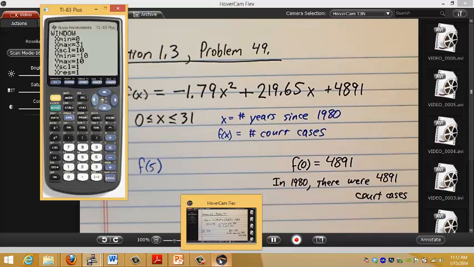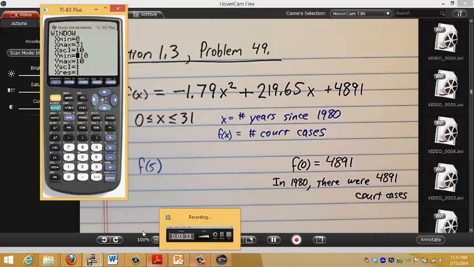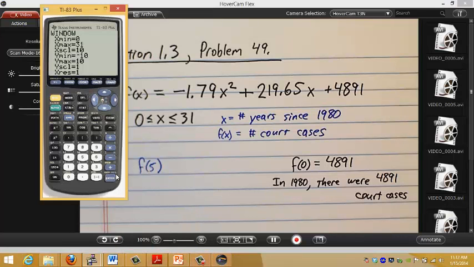Now again, I am playing a guessing game here. I don't know how many thousands we're going to have. But for my window, where it says y min, I'm going to say 0 because you can't have a year without any court cases. And I guess for y max, I'm going to go with 10,000, since I'm working in thousands and I'm starting at about 5,000. And I'll adjust it if I need to. And I'll put a mark every 1,000. And let's graph it and see what it looks like.